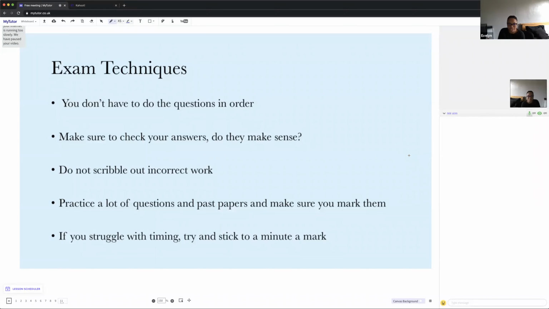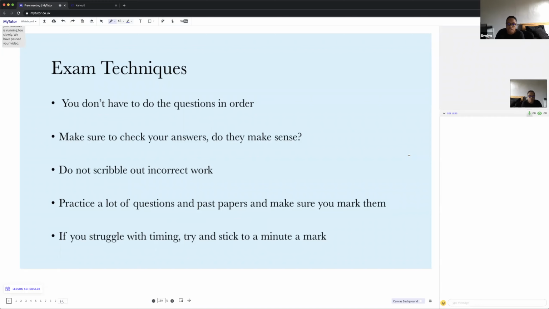Don't scribble out incorrect work. Put one line through it. One thing students don't know is that if you don't leave an answer for your question in an exam, but you have working out and you've crossed it out, examiners will look at the crossed out working and give you marks if it is correct. So if you scribble it out, they can't read it and you've lost marks which you might have gained. So only put one line through your working out, okay?